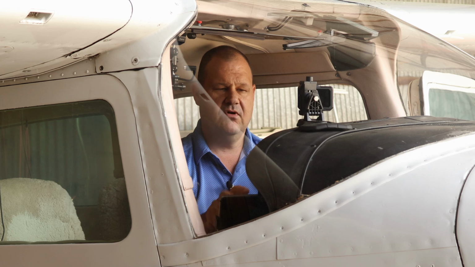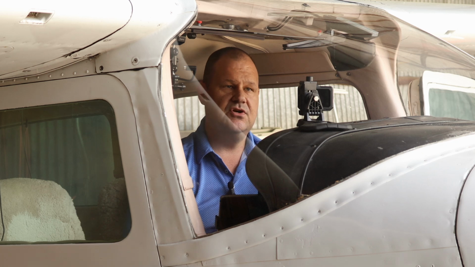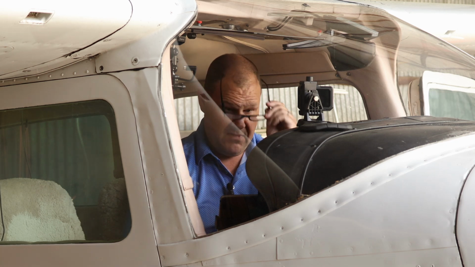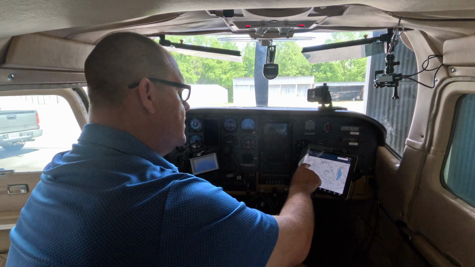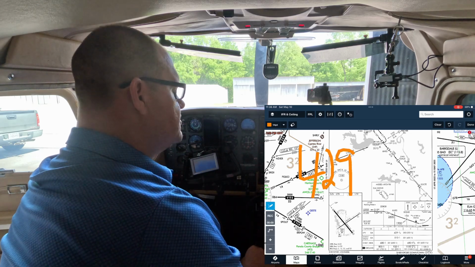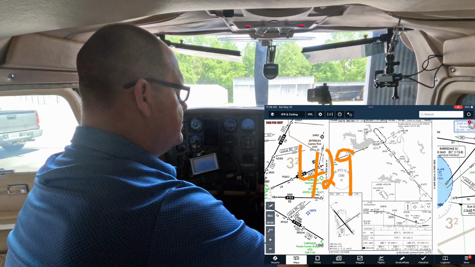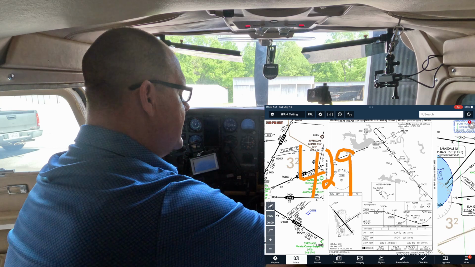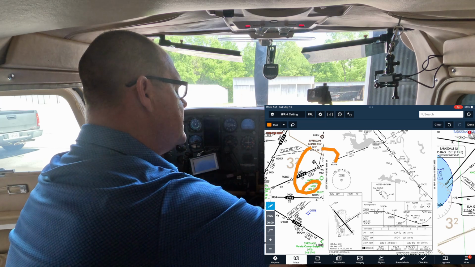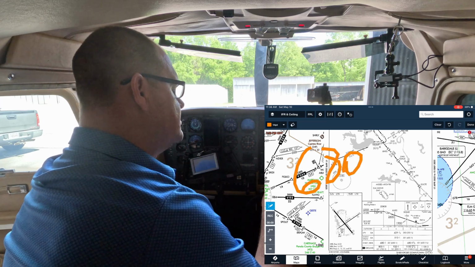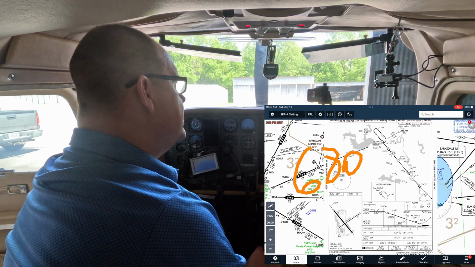And with ForeFlight, it's really easy. We can annotate right on the chart what the decision altitude or the minimum descent altitude is. For the RNAV GPS 14 into Shreveport Downtown, it's 429 feet for the approach. So you can put 429 right there on the screen so you can see it. If you're doing the LNAV, which is the lateral guidance only, it's 680 feet. So we can clear annotations, and we can write 680 really big. That way we know that 680 feet is our minimum descent altitude for a non-precision approach into Shreveport Downtown.